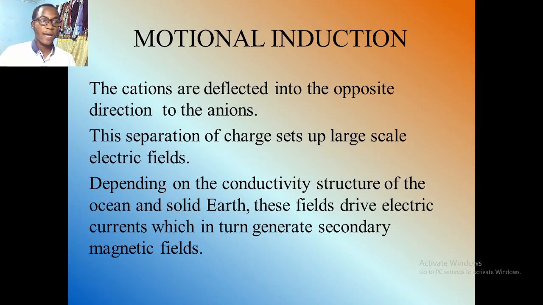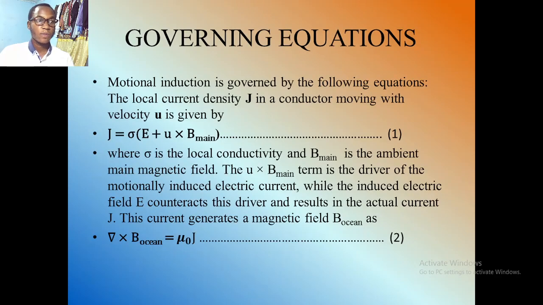So the cations are deflected in the opposite direction to the anions, and this separation of charge sets up a large-scale electric field. So depending on the conductivity structure of the ocean and the solid earth, these fields drive electric currents, which in turn generate secondary magnetic fields. So let's talk about the governing equations.